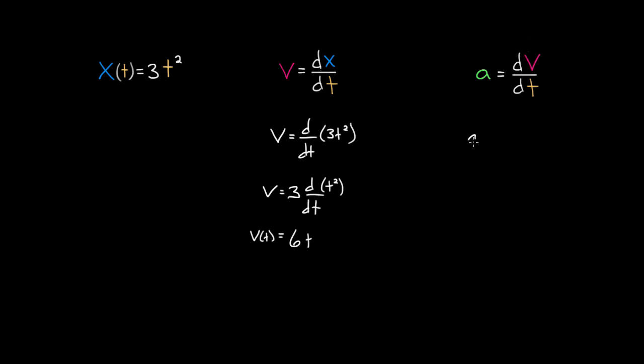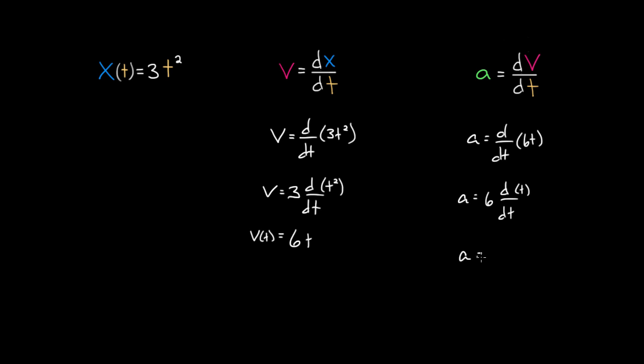Now if I want my acceleration, I take one more derivative. I take the derivative of this velocity. So the derivative with respect to time of 6 times t is again a power rule. I pull the 6 out. I get 6 times the derivative with respect to time of t, which we already said is just 1. So the derivative of t with respect to time is 1.